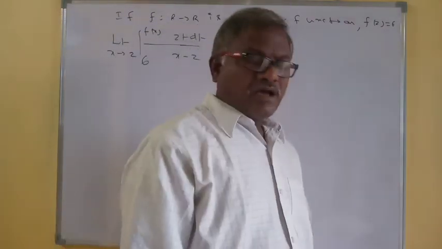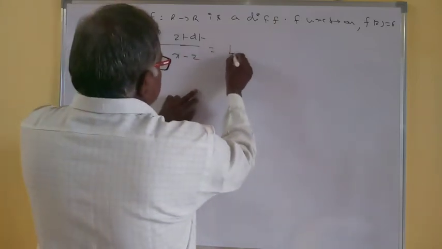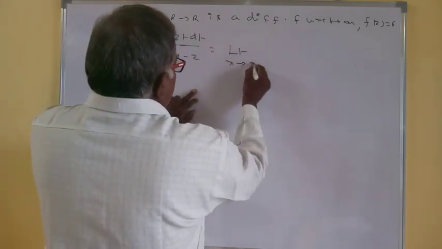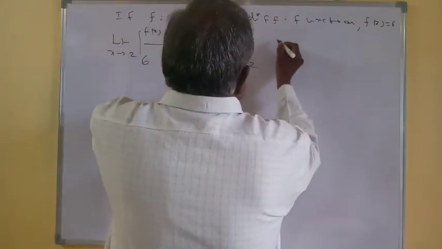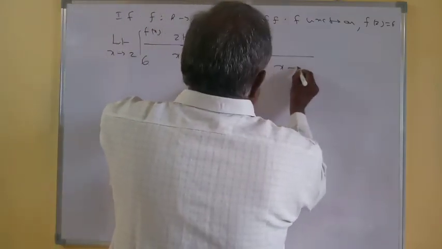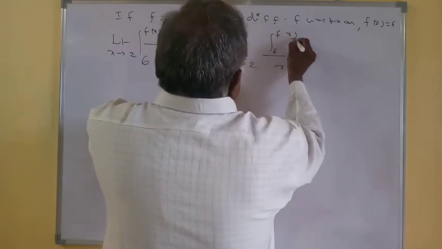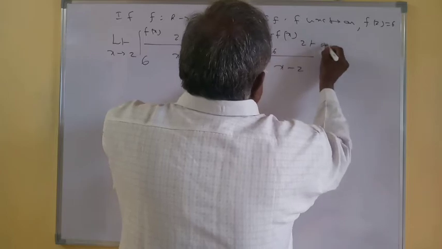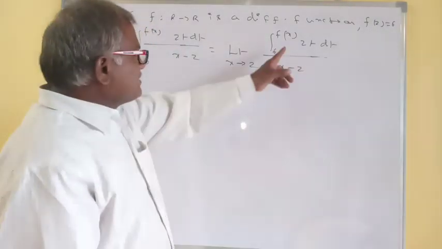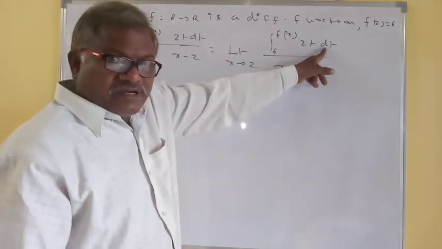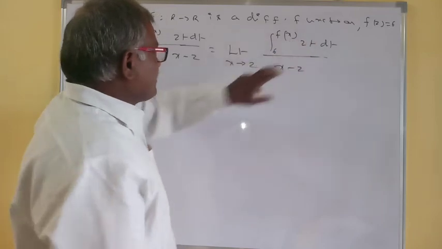Now here I can rewrite this like this: you can write integral of 6 to f of x 2t dt. This is the way to write. Whenever it is with respect to dt, with respect to t, this function must be separate.